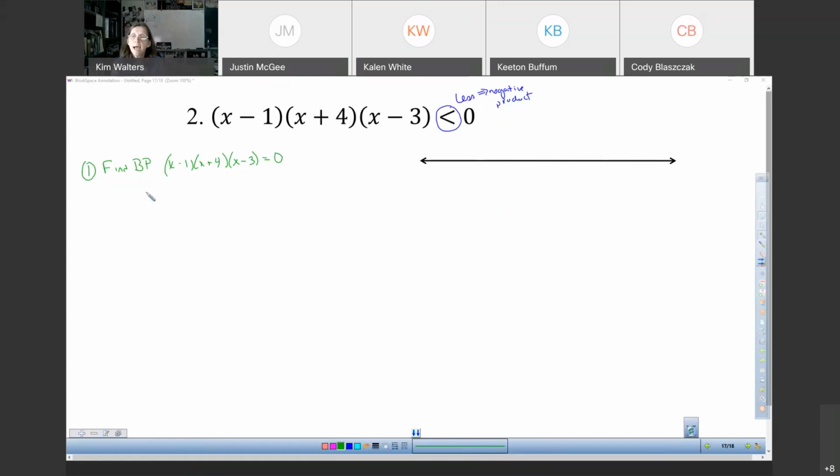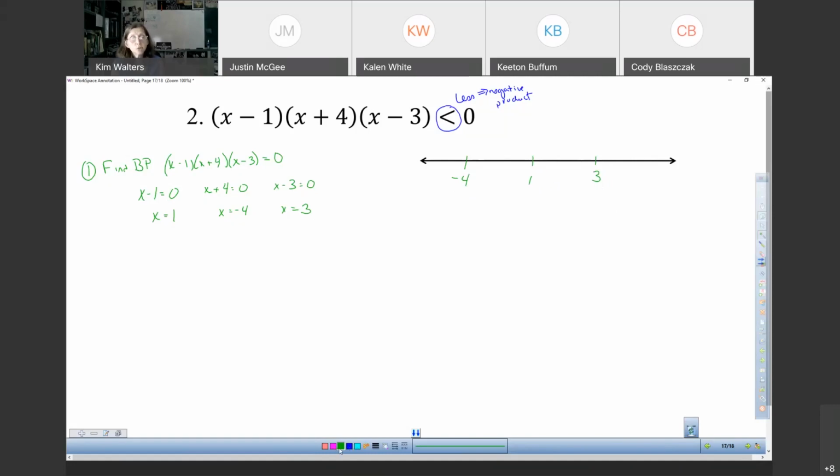Okay, so I'm going to take each of my factors and set them equal to 0 and solve for x. Now, one thing I do want to point out to you is now I'm going to have 3 boundary points. So I'm going to have 1, negative 4, and positive 3. When I put these on the number line, I want to make sure I put them in order. So negative 4 comes first because it's the smaller one. Then I have positive 1, and then I have positive 3. Okay, so they go smallest to largest on my number line.